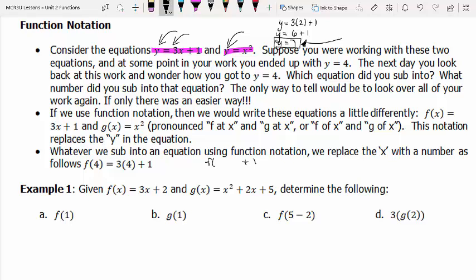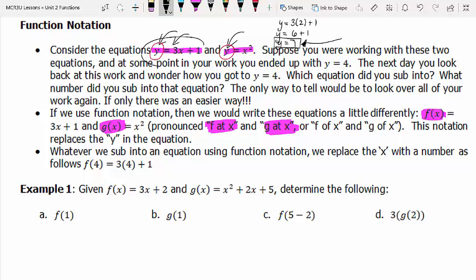Function notation replaces the y equals with something like f bracket x or g bracket x. We pronounce that as f at x or g at x. From now on, we are going to be replacing our y equals with f at x equals or g at x equals.